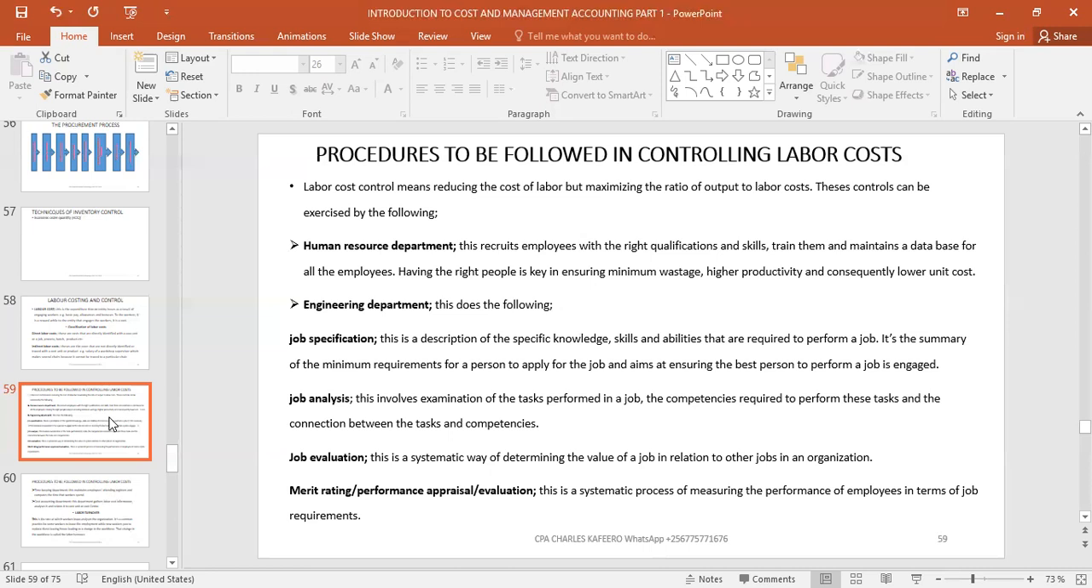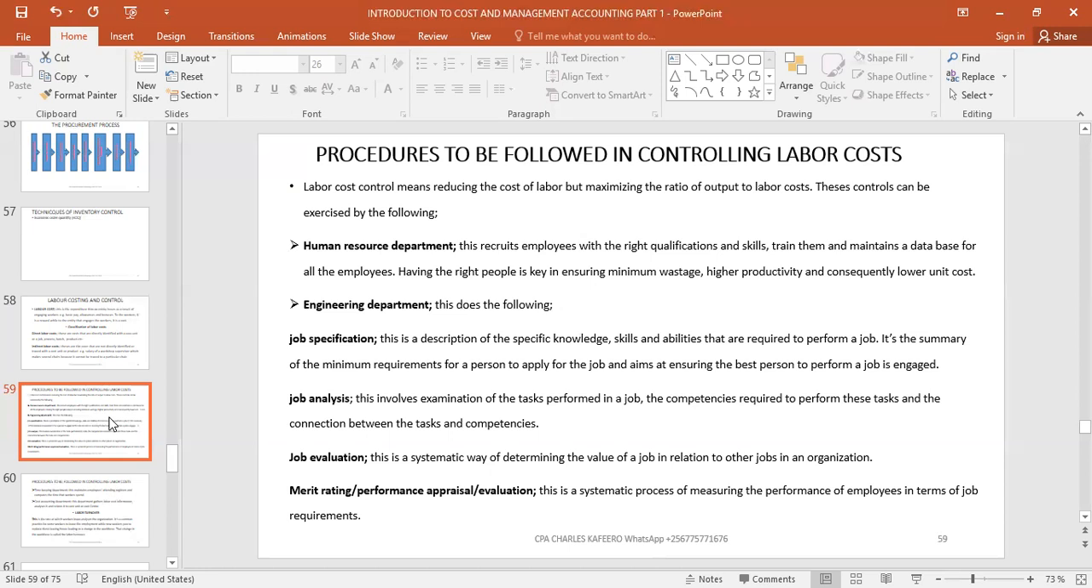So when they do this job specification, they outline the minimum requirement which they need for that specific vacancy that is available. Then it will be the role of the HR to execute whatever they have discussed. The second thing they do is the job analysis. This involves examining the tasks performed in a job, the competencies required to perform those tasks, and the connection between the tasks and the competencies.